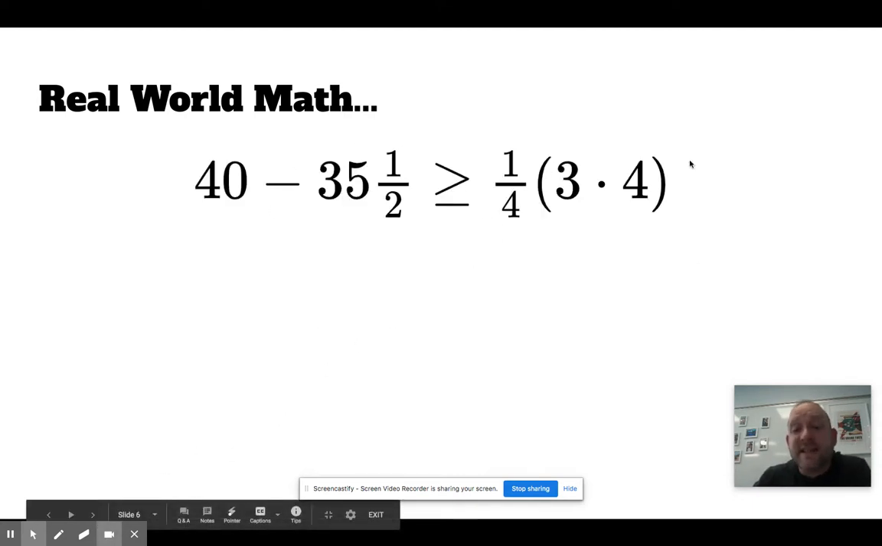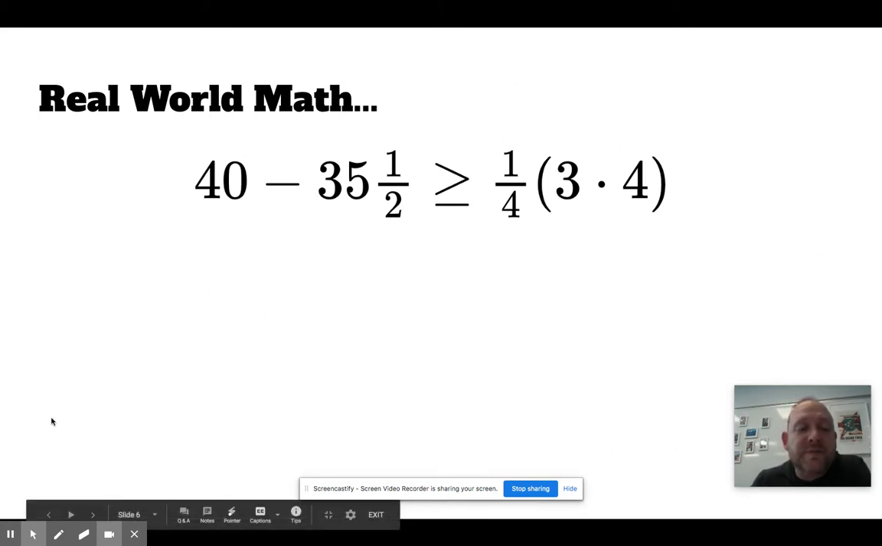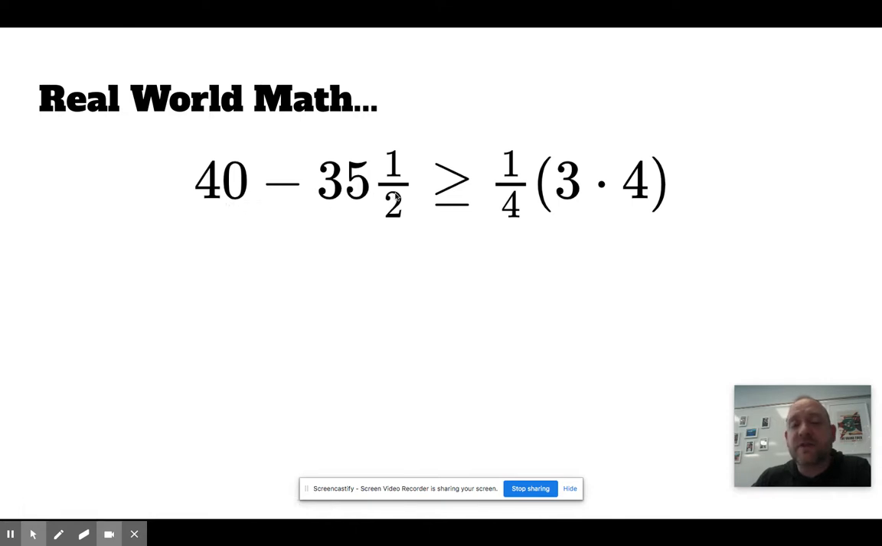All right, guys, this isn't easy stuff. So let's see how we did. Now, I don't expect you to get it all right, but let's see what parts we understood and what parts we may need to work on. So we're going to start off here. 40 minus 35.5, greater than or equal to 1/4 times the quantity, 3 times 4.